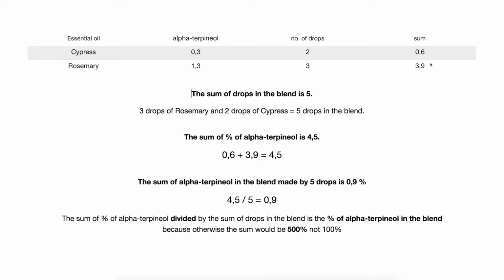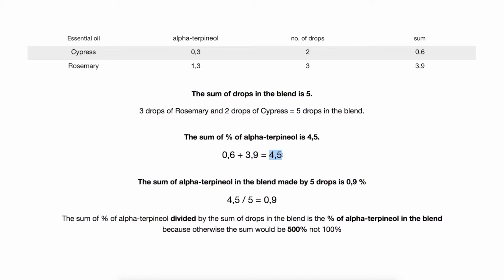So how do we get the percentage in the blend? First, we have to take a look at the sum of the drops that are in the blend. So we have actually 5 drops. We have 2 drops of cypress and 3 drops of rosemary. That is adding up to 5 drops in the blend. Okay? And then we look at the sum of the percentage of the alpha terpineol of these 5 drops. So if we put 0.6 plus 3.9, that would be 4.5. And this is what the question is about.